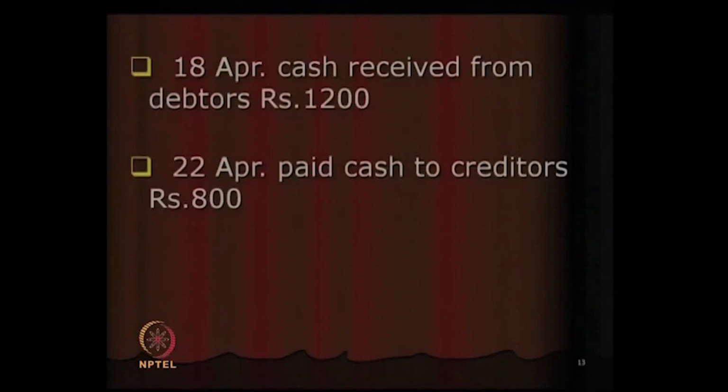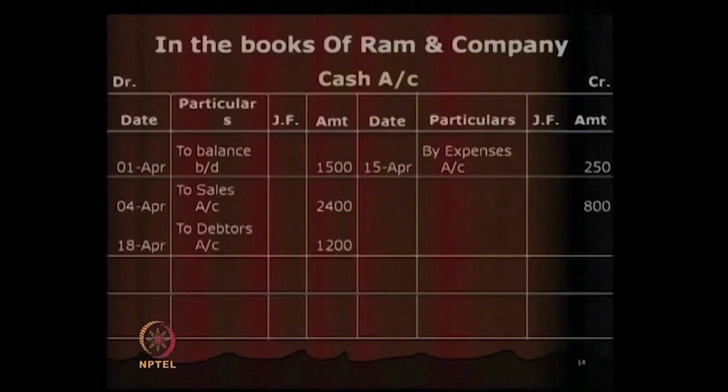Now the last entry, 22nd April, paid cash to creditors 800. Now the cash balance will reduce by 800. That is why on credit side we have said 22nd April by creditors account. I hope now you are clear with all the entries. So now you can see that from the transactions, all transactions related to cash were classified and they were recorded in what is known as cash account.